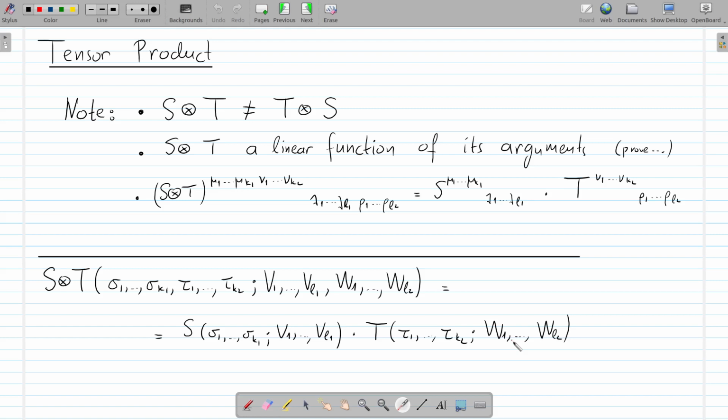We can also show that the components of the tensor product of two tensors are equal to the product of the components of the tensors S and T. We have to match the indices of the components on the right-hand side with the components on the left-hand side. So you see μ1 through μk1 correspond to the upstairs indices of the tensor S, and μ1 through μk2 correspond to the upstairs indices of the tensor T. And similarly, the downstairs indices λ1 through λl1 correspond to the downstairs indices of the tensor S, and the downstairs indices ρ1 through ρl2 of the tensor product correspond to the lower indices of the tensor T.